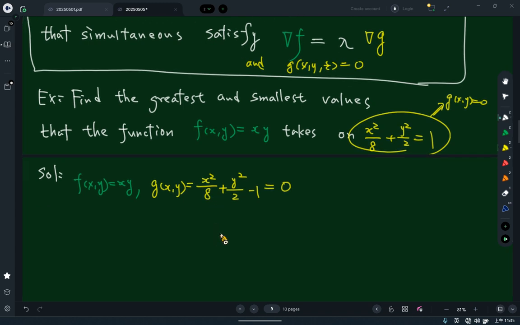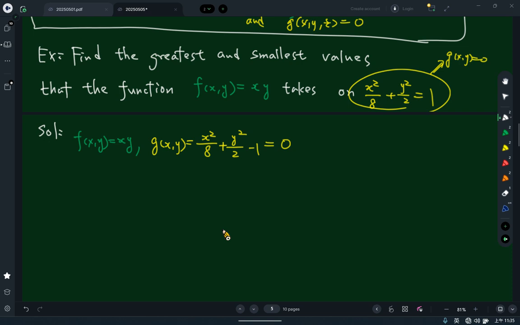And we start to calculate, so that we have gradient f is equal to y i plus x j. We also have gradient g is equal to 1 over 4 x i plus y j.